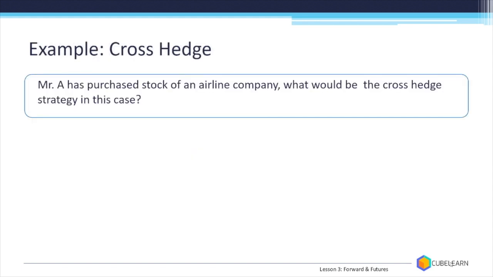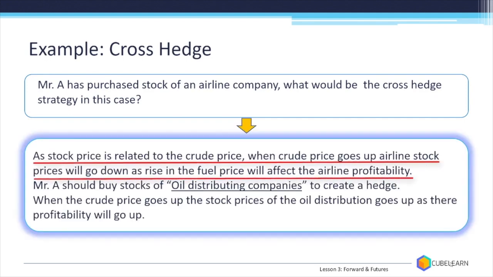Mr. A has purchased stock of an airline company. What would be the cross hedge strategy in this case? In this case, the stock price is related to the crude price. When the crude price goes up, the airline stock price will go down, as a rise in the fuel price will affect the airline profitability.